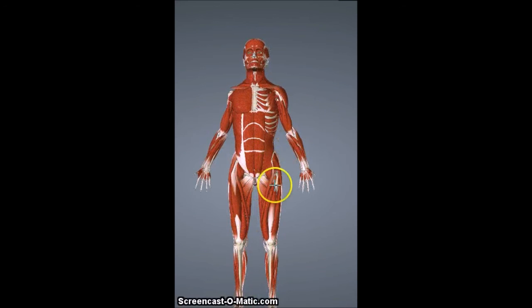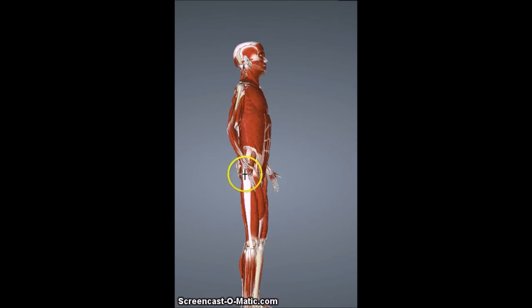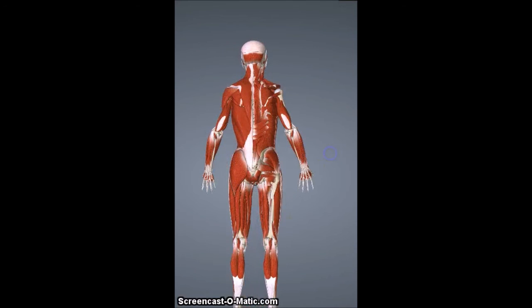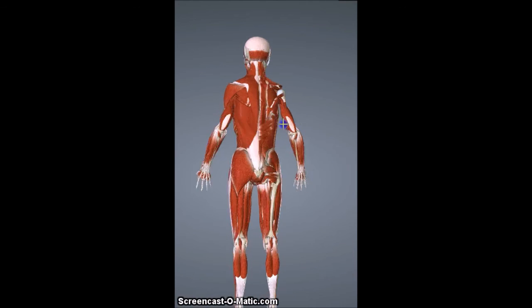get the free version of the Biodigital Human, and you can play with this, and it'll help you to learn. Even though the diagrams in your book are good, I think this is a real help, okay, a real help. So, there we go. Muscles 2, names, nomenclature.